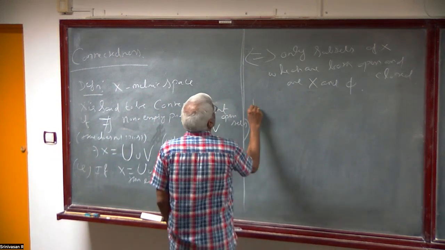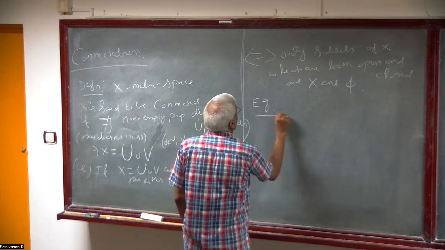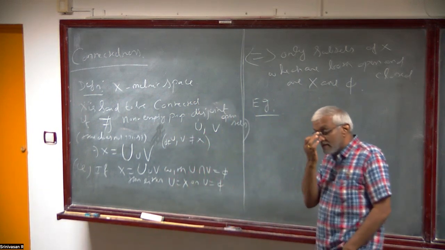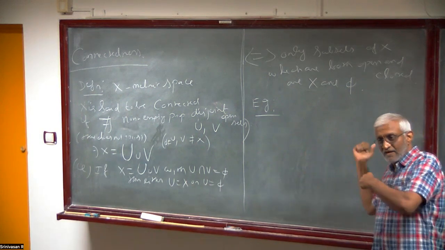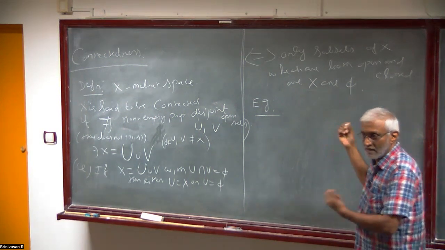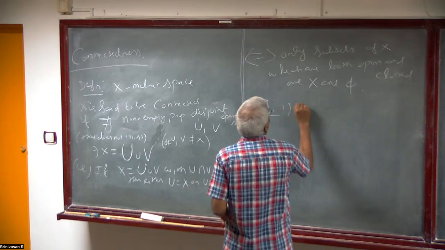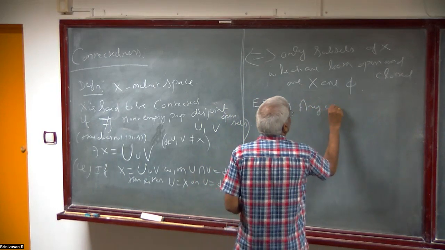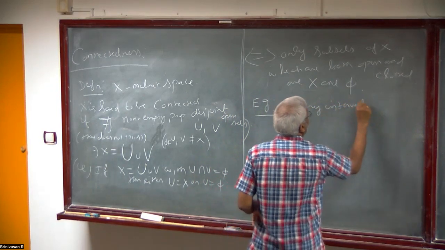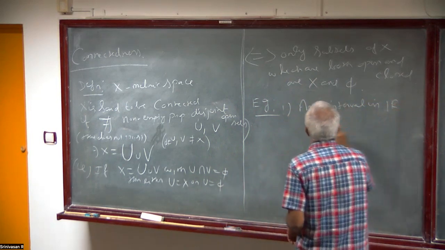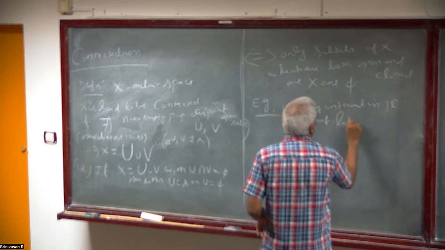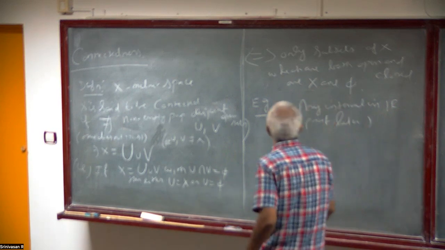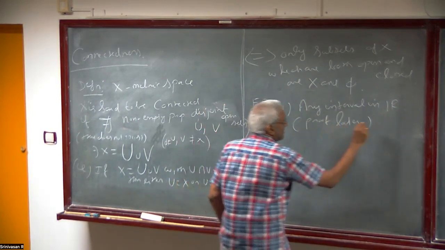And examples. We will get more examples. For example, the fundamental example is that any interval in R is connected. For that, we need a proof. I'll prove it later. So it is connected.